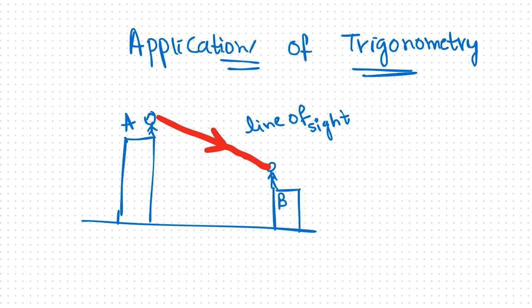First he was chill, looking horizontally and enjoying the view. Then he discovered there was a person B down. So normally his head was at horizontal level, but now he has to tilt his head down, right? If it is down, that is called angle of depression.